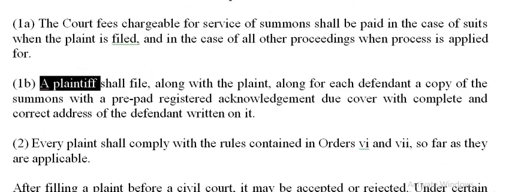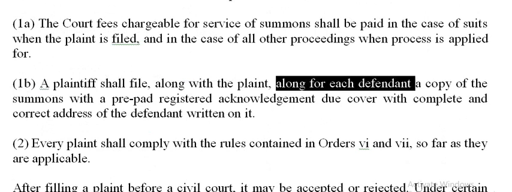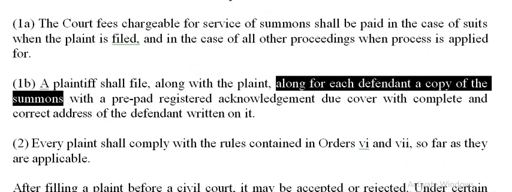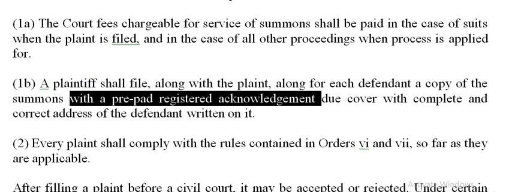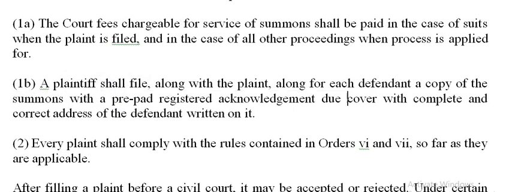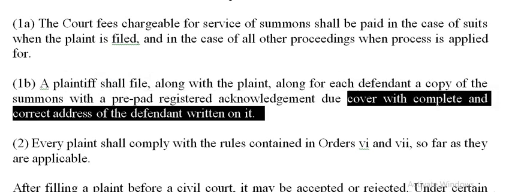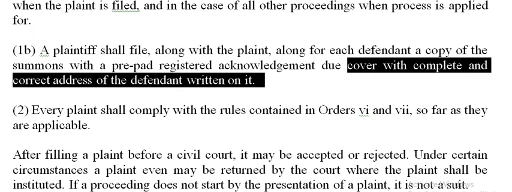And 1B, a plaintiff shall file along with the plaint, for each defendant, a copy of the summons. So 1B also says to serve a summons with a prepaid registered acknowledgement due. So summons will be filed with the prepaid registered acknowledgement due, covered with complete and correct address of the defendants written on it. So we have to write the correct address and complete address of the defendant on that summons cover.